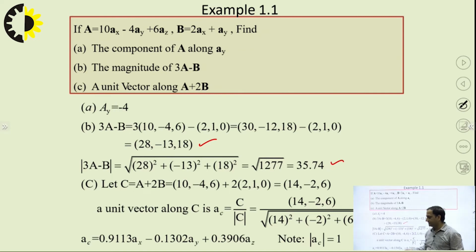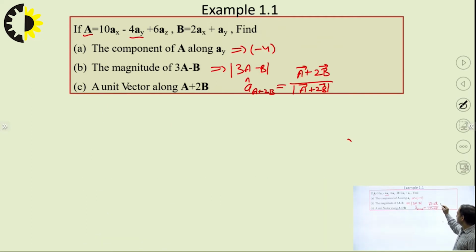Then the C part, as I said, the unit vector. So the unit vector is given by vector C divided by the modulus of C. Okay, so what is C? This is A plus 2B, as I said previously.